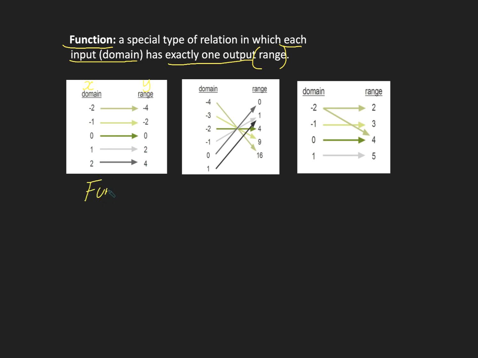This is a function. Again, think of it as airline seats. So think of the domain as the person and think of the range as your seat.